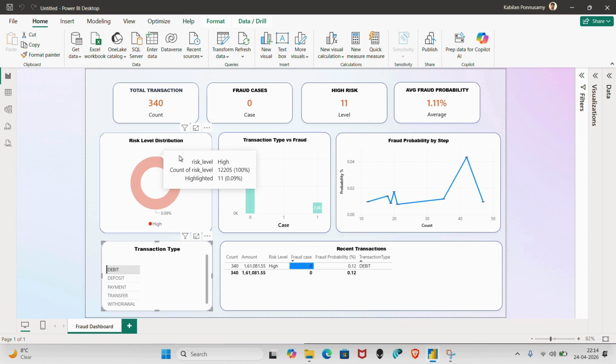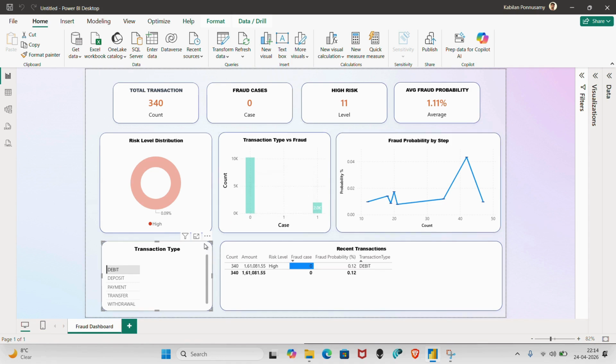So for the debit, this is the debit transaction dashboard. At the top, we have again the 4 KPIs: total transactions, fraud cases, high risk, and average fraud probability. You can see the counts. There are 340 transactions in the debit, fraud cases are almost 0, high risk are 11, and the probability is 1.11%. This clearly shows that debit transactions are very low in volume and have 0 fraud cases.